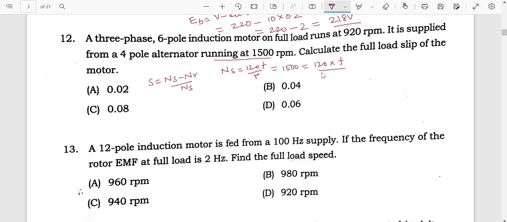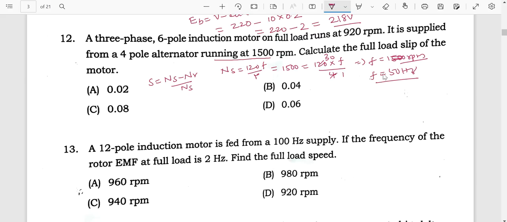Okay, we'll check here. So for the 4-pole alternator, f is equal to 1500 rpm. Sorry, it's not 15 rpm, and f is nothing but 50 hertz, sorry, mistaken. f is equal to 50 hertz, we got it here.